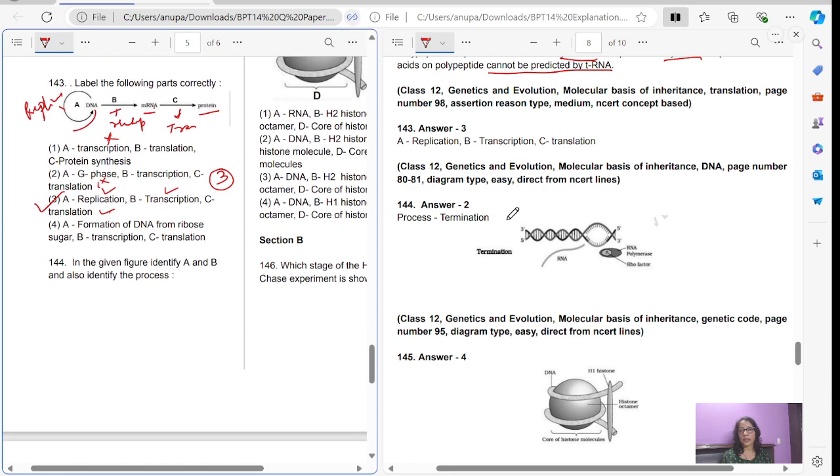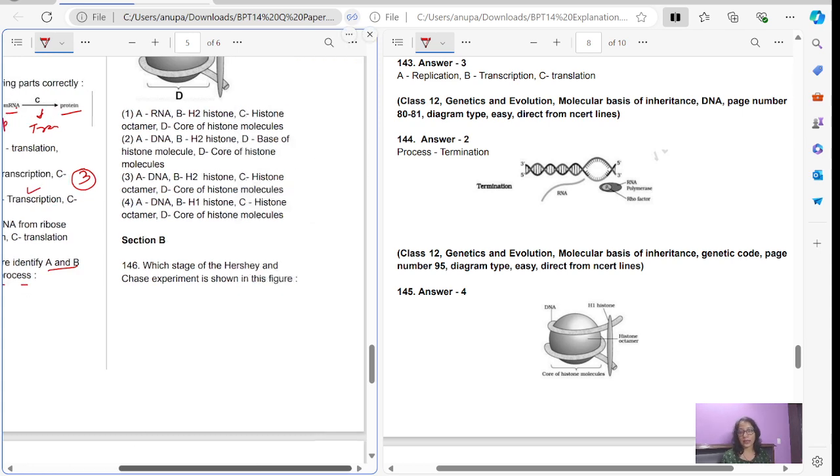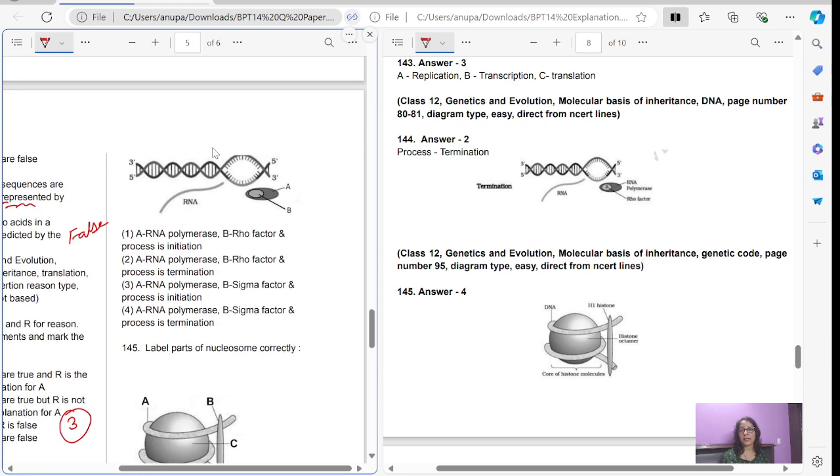Now let's move to the next question, that is question number 145. This question states that in the given figure, identify A and B and also identify the process. It is also a diagram based question. Now let's see the diagram. This is a diagram of the termination process. Why? Because you can see that after this no new strand is forming, meaning the process is terminating here. This is a DNA and this is an RNA, so it is a process of transcription, and in transcription the stage is termination.